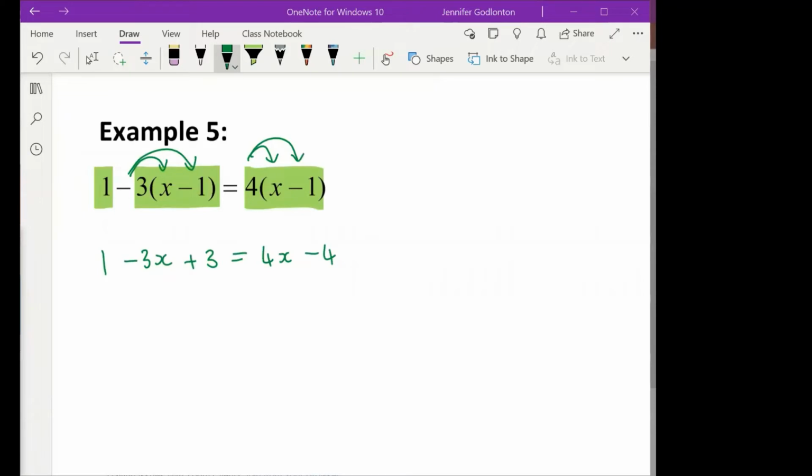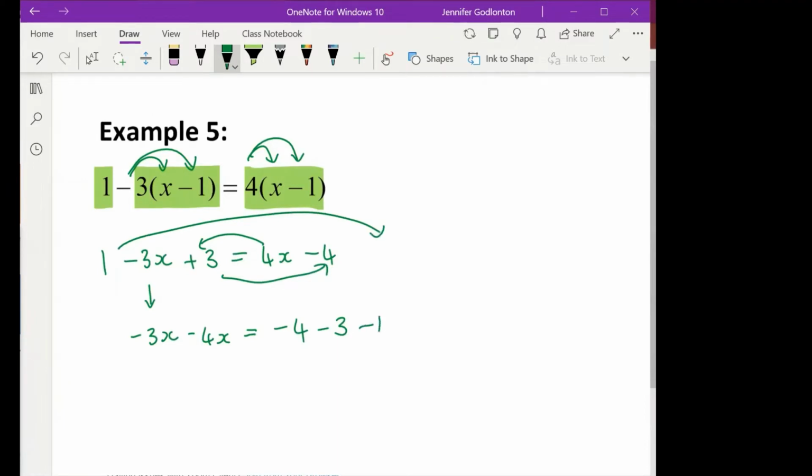Now from here, we want to get all our x's onto one side and our numbers onto the other side. So I'm going to keep my -3x over here, and I'm going to move my 4x over. And remember, you could move them to the right-hand side if you wanted to. And then I'm going to keep my -4 over there. I'm going to move my 3 over, so it's going to become -3. And I'm going to move my 1 over, which will be -1. So now I've got -3x minus 4x, which gives me -7x. And that's going to be equal to -4 minus 3, which is -7, and -7 minus 1, which is -8.